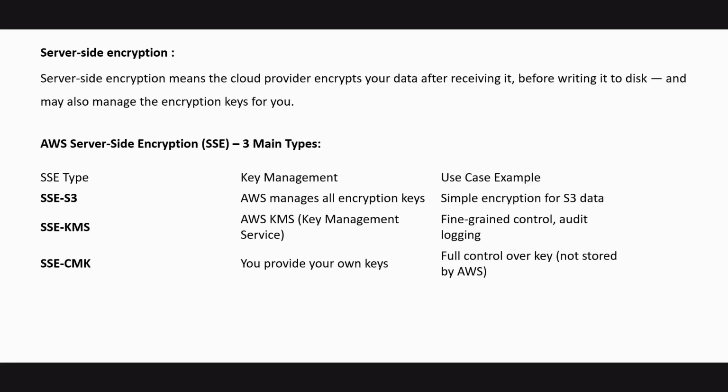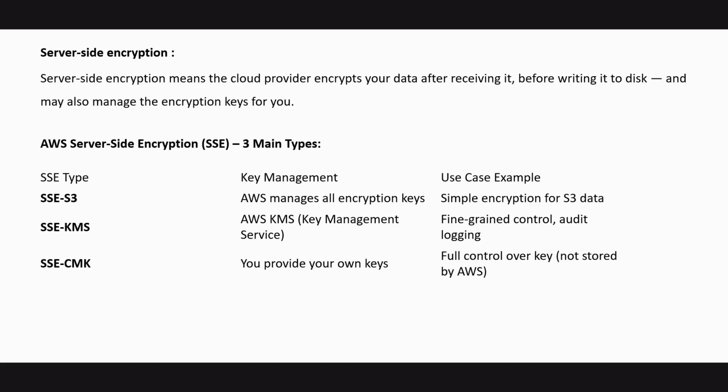Then server side encryption. Server side encryption means the cloud provider encrypts your data after receiving it. Let's say we are sending some files to the cloud. After the file is sent, the cloud provider will encrypt the data after receiving it. Before writing it to the disk, they will encrypt our data and then write it, so that no one can see it. They will also manage the encryption keys for us. And server side encryption has three types.